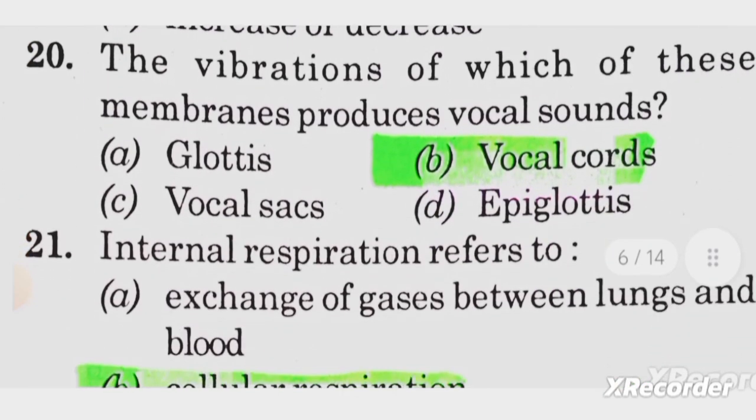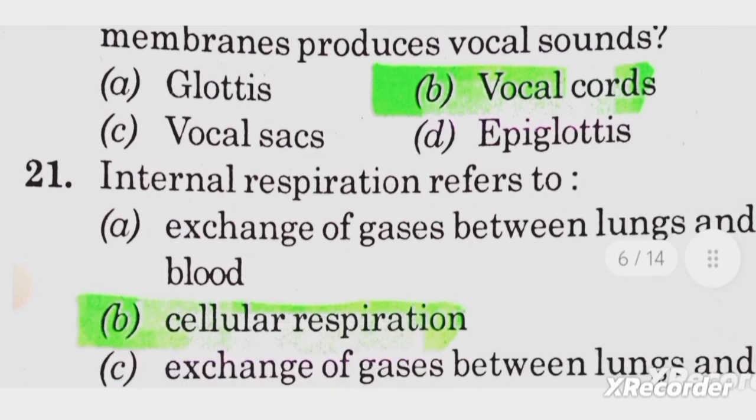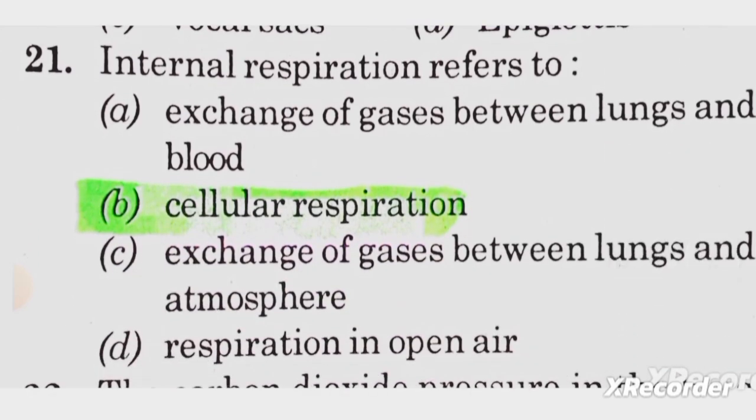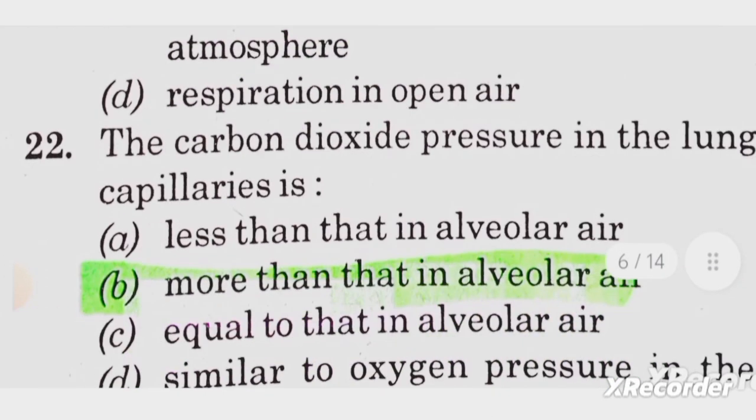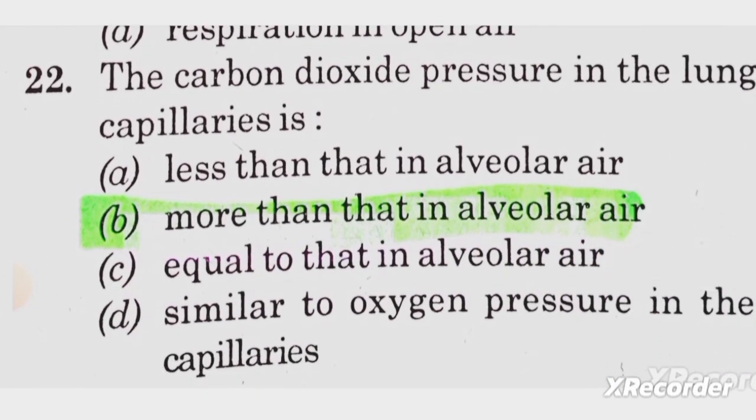Next. 20. The vibration of which of this membrane produces vocal sound? B, answer vocal cords. 21. Internal respiration refers to answer B, cellular respiration. Next. 22. The carbon dioxide pressure in the lung capillaries is answer B, more than that in alveolar air.